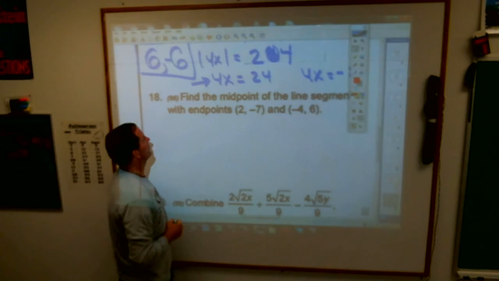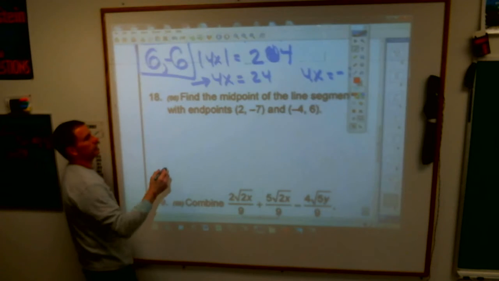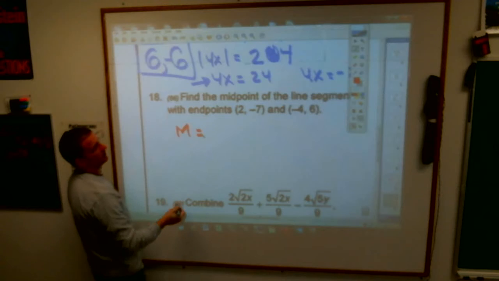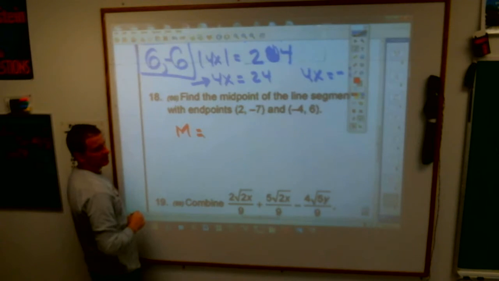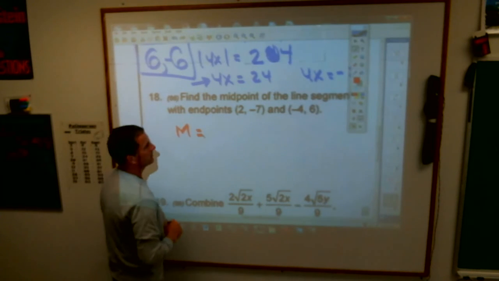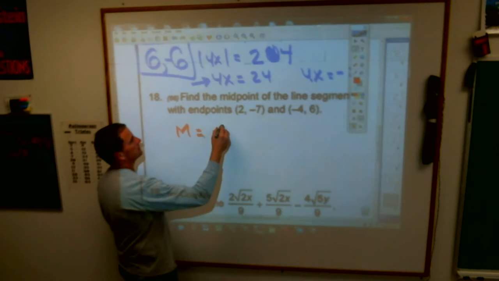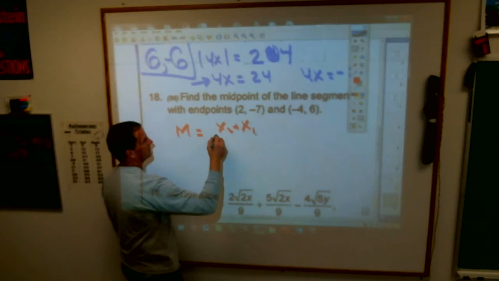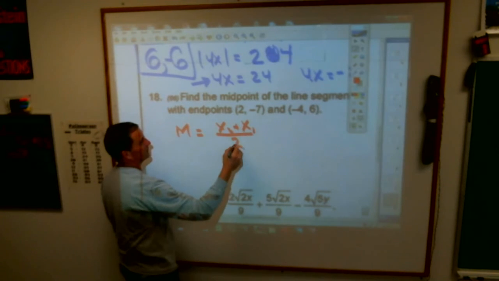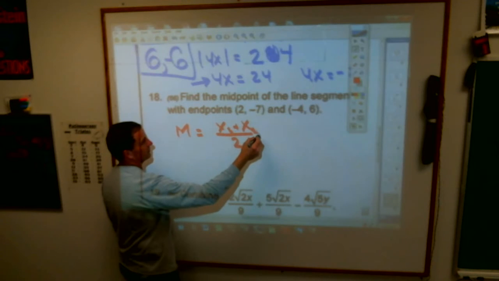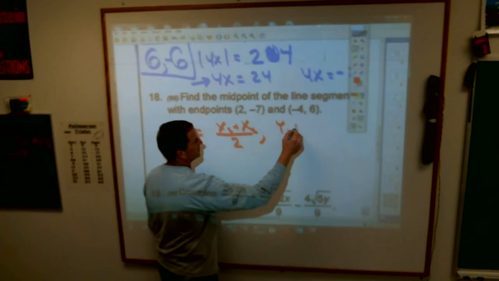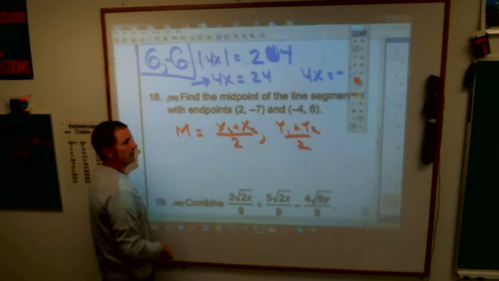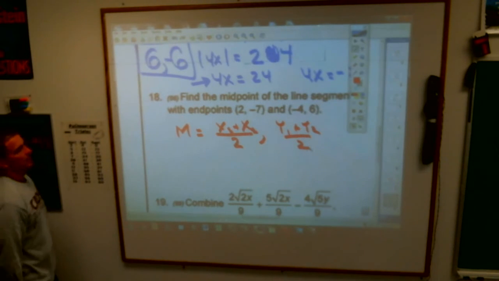Numbers 18. I don't remember. I'm guessing the midpoint formula was simply... wait, was that the square root? No. X1 plus X2 over 2. It doesn't matter actually, but it's fine. And this one then would be Y1 plus Y2. You're finding the average of the X's and you're finding the average of the Y's, and that'll give you the middle of the thing there.